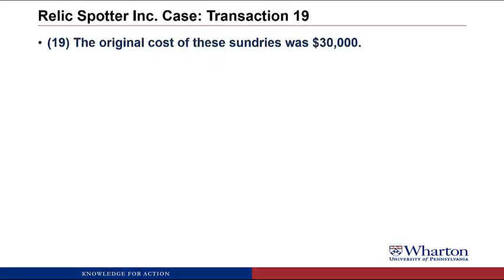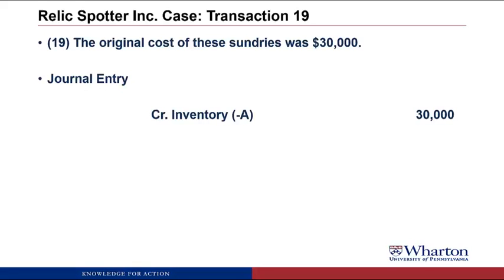The original cost of these sundries was $30,000. So in this journal entry, we take care of the inventory piece. So if we sold sundries, our inventory is going down. Inventory is an asset. We make an asset go down with a credit. So we're going to credit inventory for $30,000.